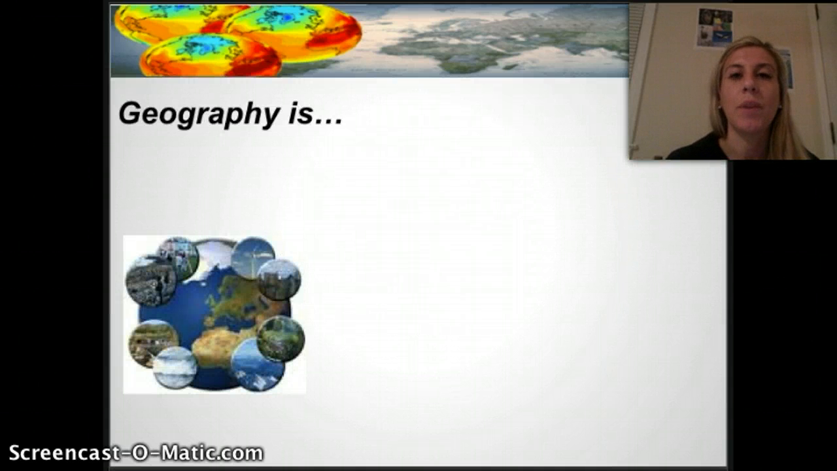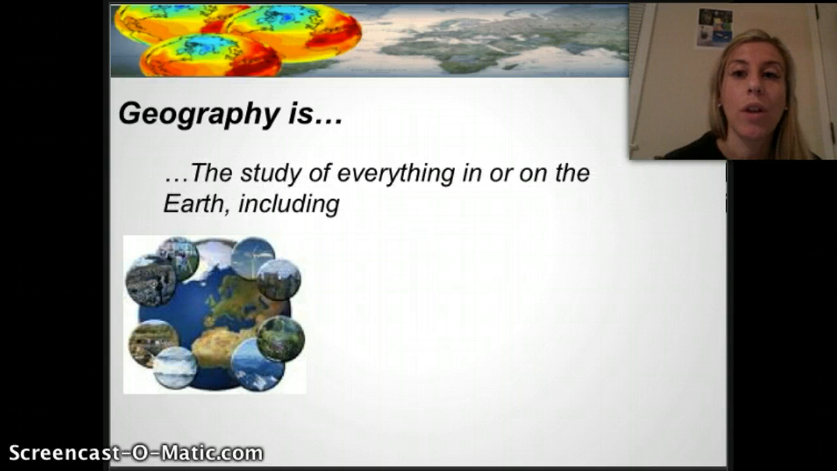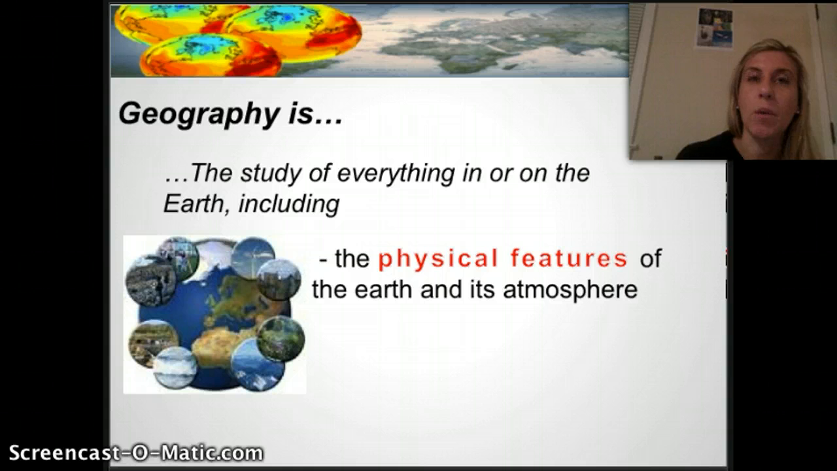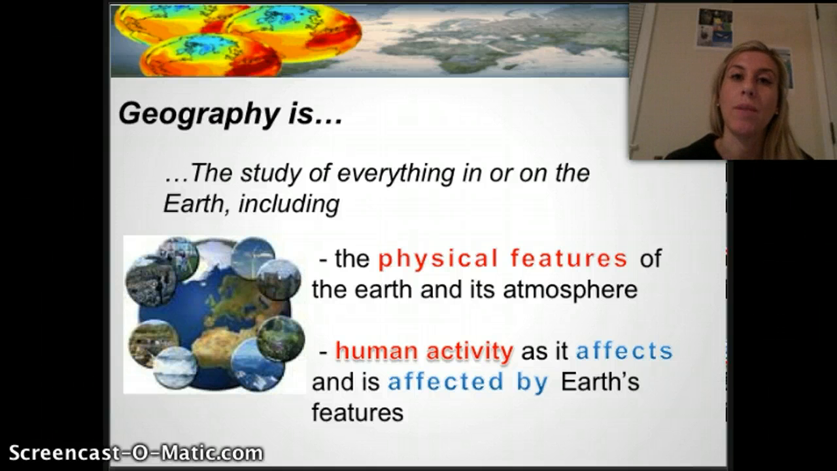So what is geography? Geography is the study of everything in or on the earth, including the physical features of the earth and its atmosphere, for example, mountains and roads like we've discussed during last unit, as well as the human activity. Human activity as it affects the earth, as well as how it is affected by the earth. What do we mean by that? Well, human activity, how it affects the earth. Think about land use, industries, our use of resources. How it is affected by the earth's features. Think about climate and environment and landscape and how that affects where people live, what they can do for work, and the other things that we talked about during last unit.